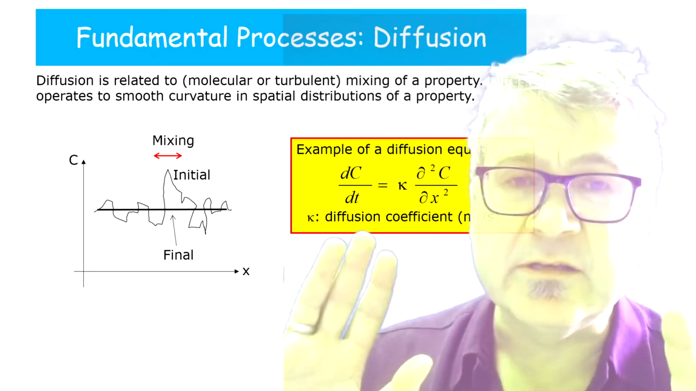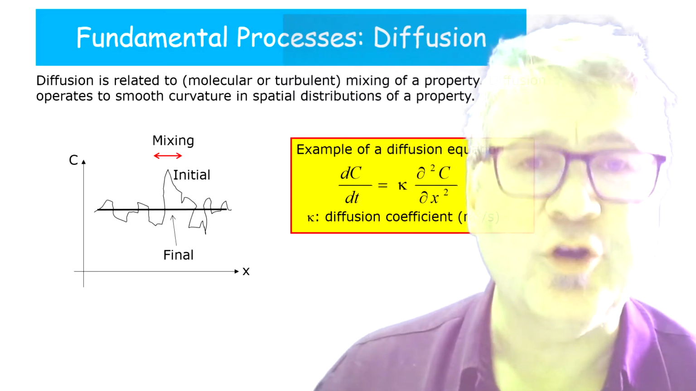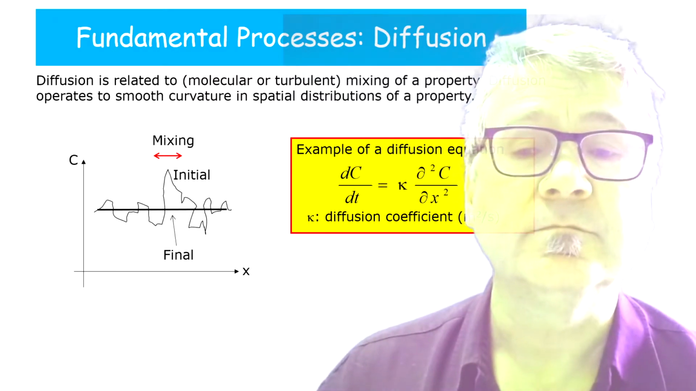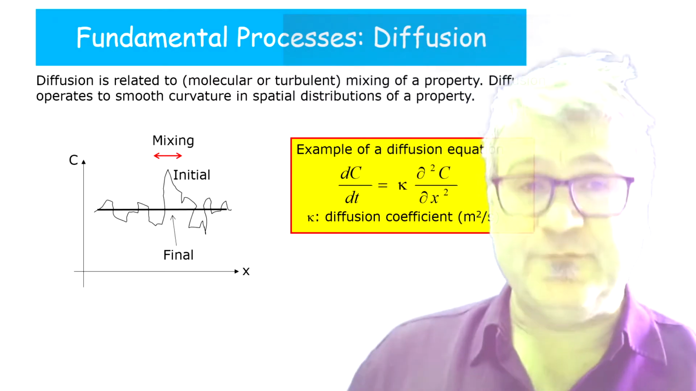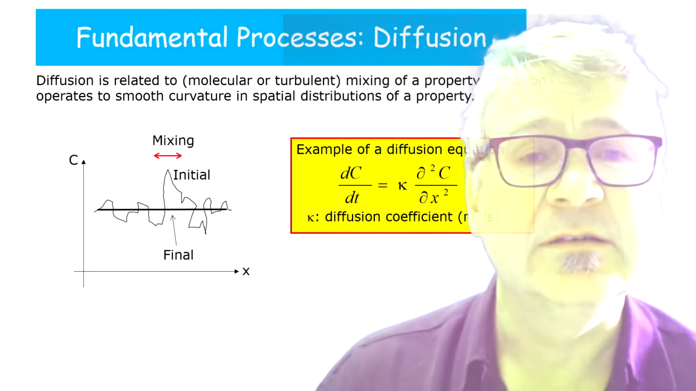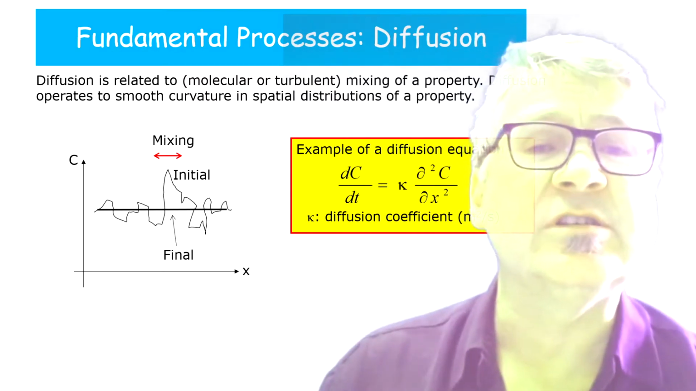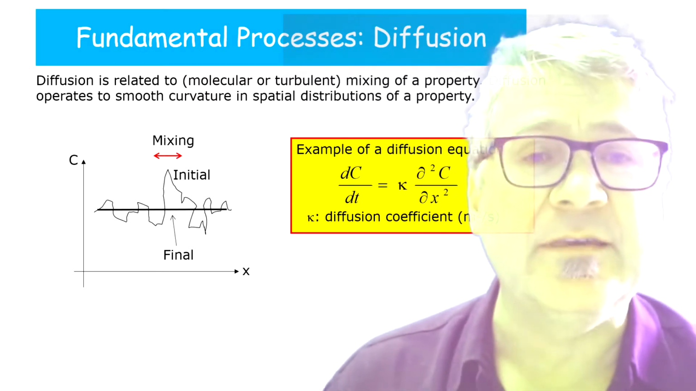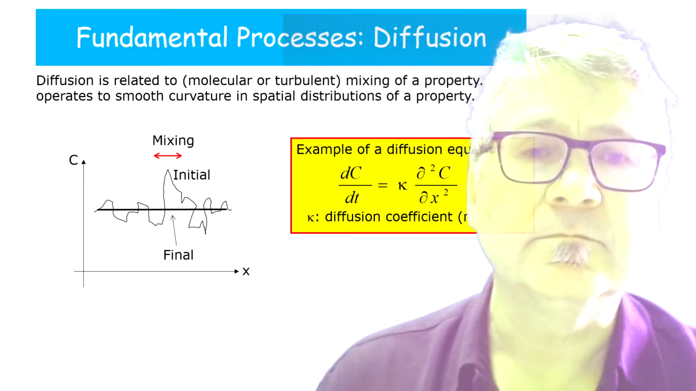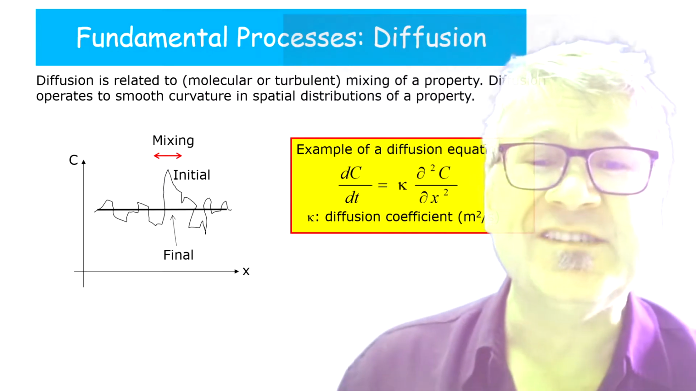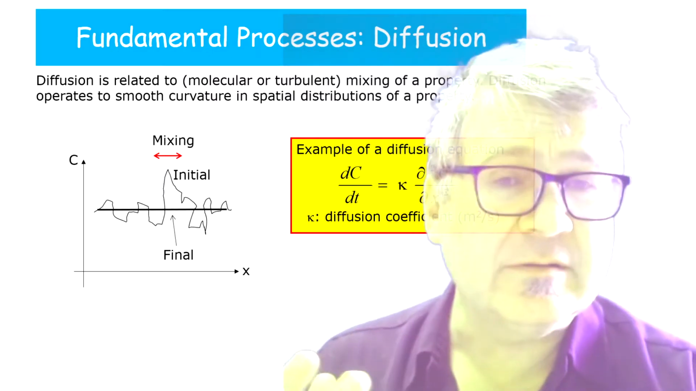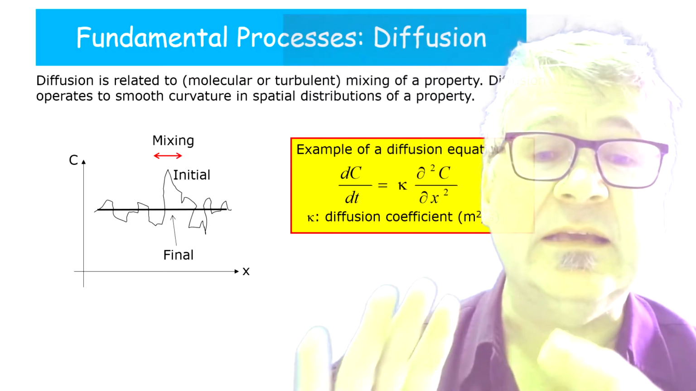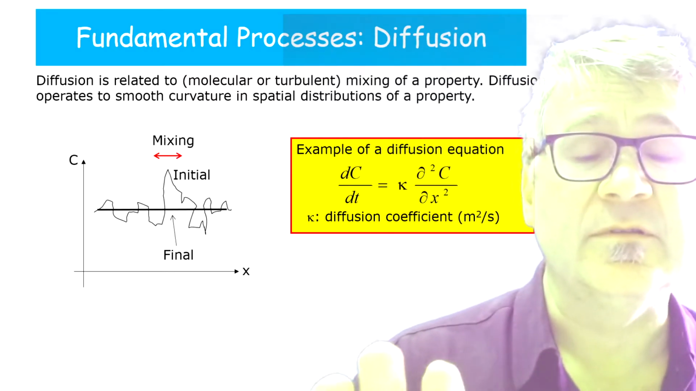So here we go. This is the second process. It's called diffusion. And diffusion is different to the advection process because diffusion is sort of a two-way mechanism. It is a mixing mechanism. It has per se not a specific direction, okay, but what it does is illustrated in this example.